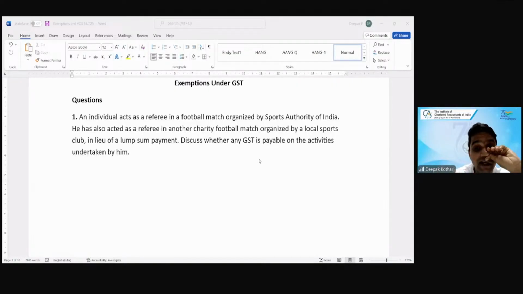No GST. Harsha has given a very different answer. No GST is applicable on a local sports club as it is a charitable purpose under 12AA. Where is it said that it is charitable? It is charitable, but it's a charity football match organized by a local sports club. And it doesn't get exempted under the charitable organization because, who is the service provider here? The service provider is this individual who is acting as a referee.